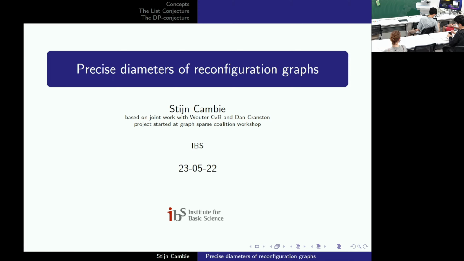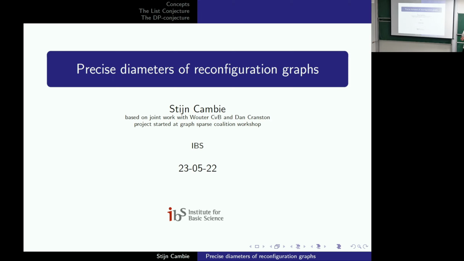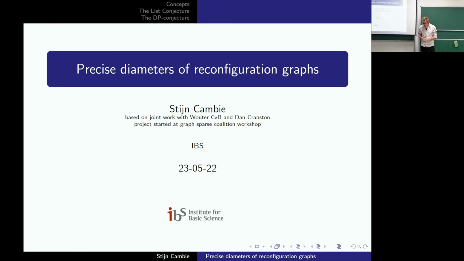Thank you, Samuel, for the invitation and for the opportunity to entertain everyone with reconfiguration of graphs, where we will speak about precise diameters of reconfiguration graphs that depend on some colorings of graphs. To start with, I want to mention that this is based on joint work with Wouter Kames van Batenberg from the Netherlands and Daniel Cranston from the USA.